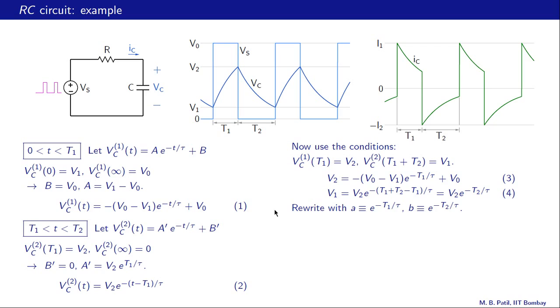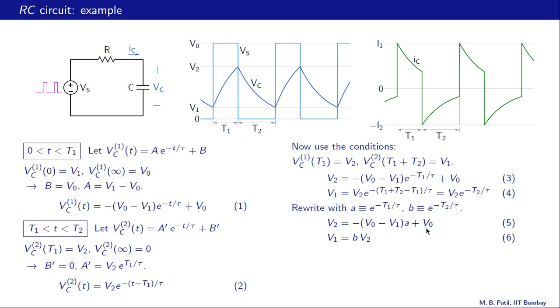To simplify the algebra, let us define two quantities, A equal to e raised to minus T1 by tau and B equal to e raised to minus T2 by tau. And using these A and B, we can rewrite equations 3 and 4 as follows. Equation 3 can be written as V2 equal to minus V0 minus V1 times e raised to minus T1 by tau. Now this quantity is the same as A, so therefore A comes here, plus V0.